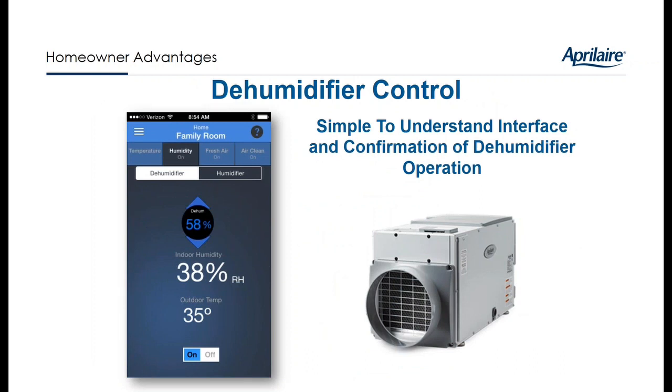Dehumidifier control, same basic concept. Create a set point, shows you whether or not the dehumidifier is running, gives you the current relative humidity. You can turn it on and off right from that screen. Much easier than going physically to the dehumidifier.